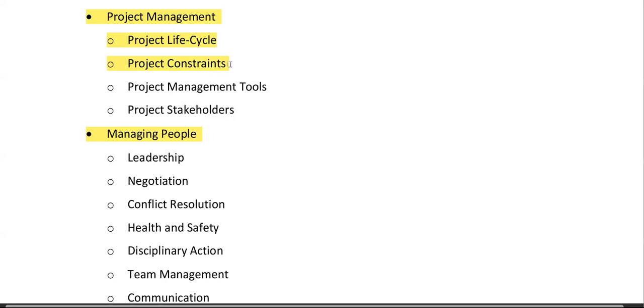And once again, you could be expected to apply your knowledge of project constraints to a given scenario. Project management tools, remember there are several tools to manage the different project constraints, cost, quality, and scope, as well as making sure that these elements are within the control of the project manager. So you should be aware of which tools are specific to the different constraints.